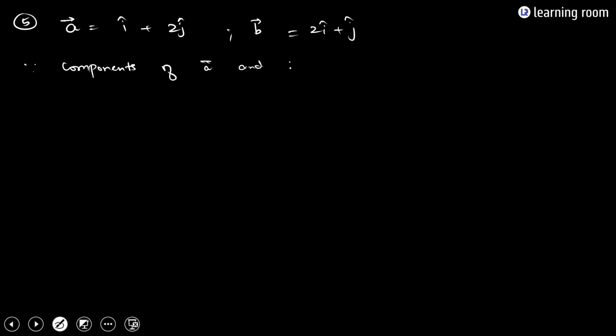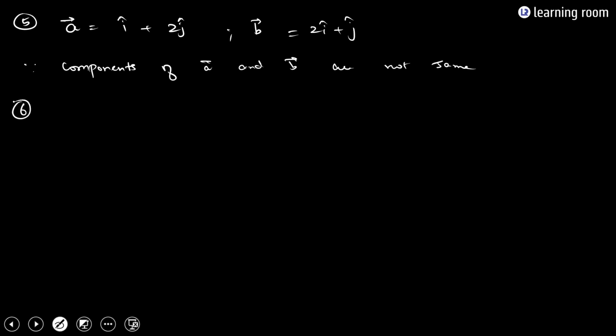Example 5: A vector is equal to i cap plus 2 j cap, and B vector is equal to 2 i cap plus j cap. Are they both equal? Why? Because the coefficients of i and j, we call them components. Since components of A vector and B vector are not the same, they are not equal vectors.